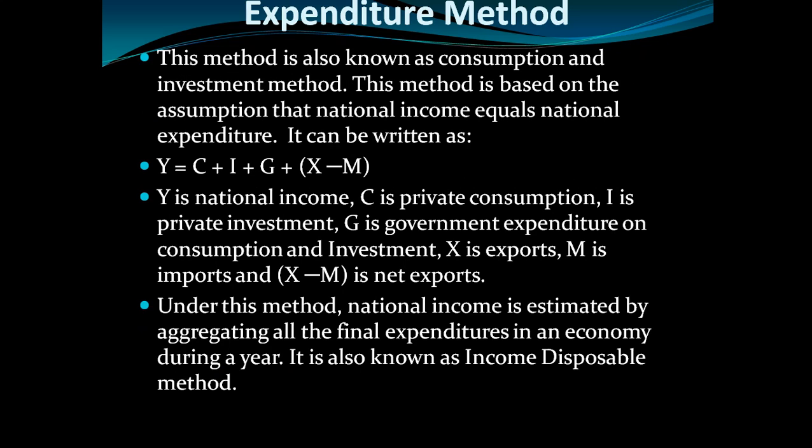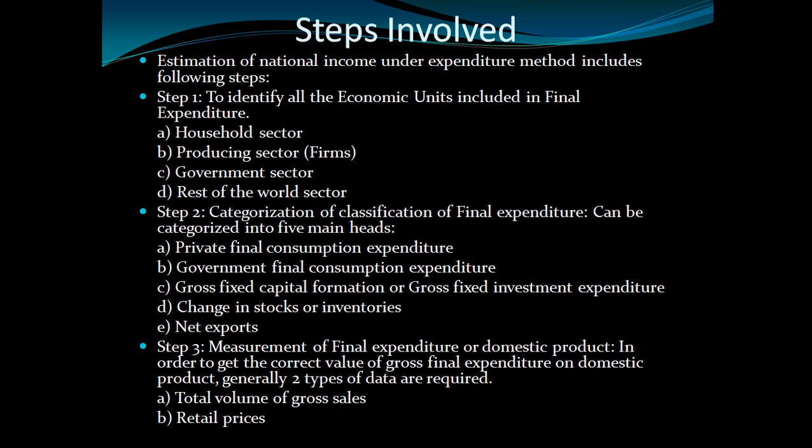Under this method, national income is estimated by aggregating all the final expenditures in an economy during a year. It is also known as the income disposable method. What are the steps? First, you have to identify all the economic units included in final expenditure. That is the household sector, the production sector or firms, the government sector, and the rest of the world sector.